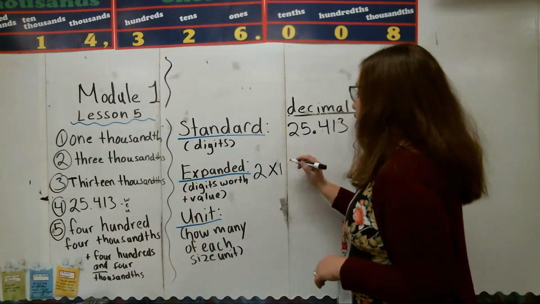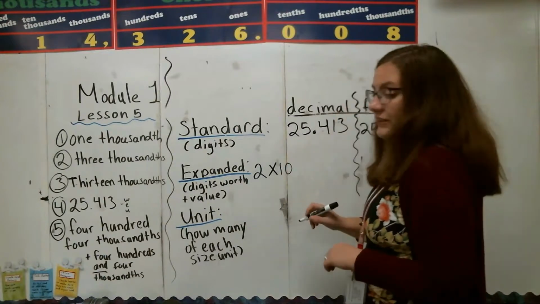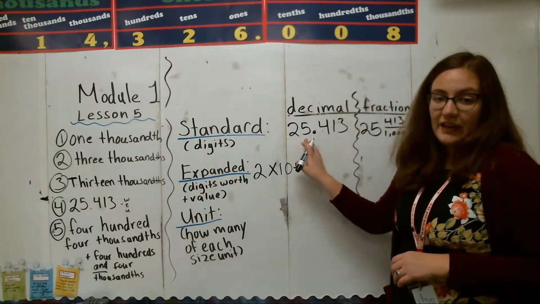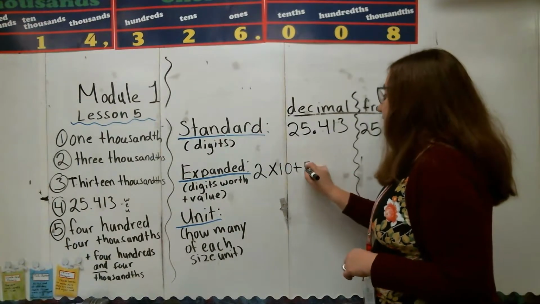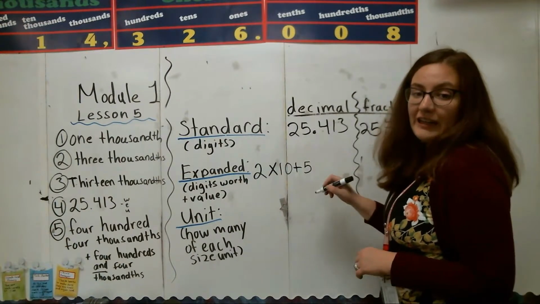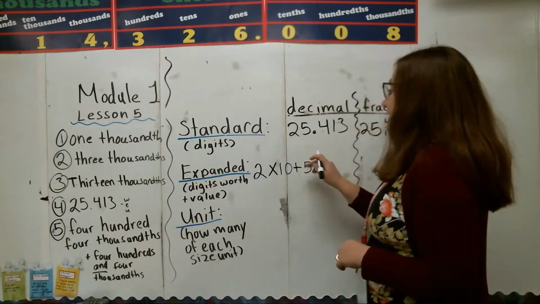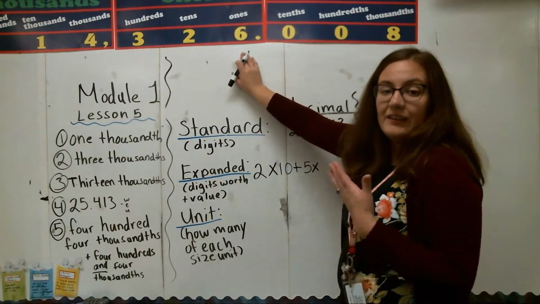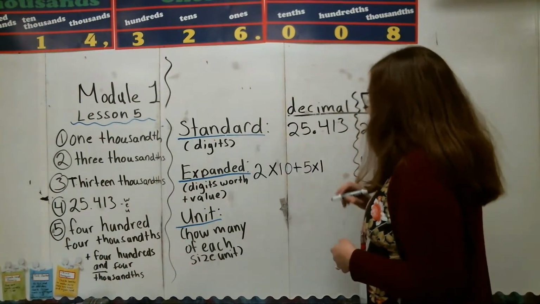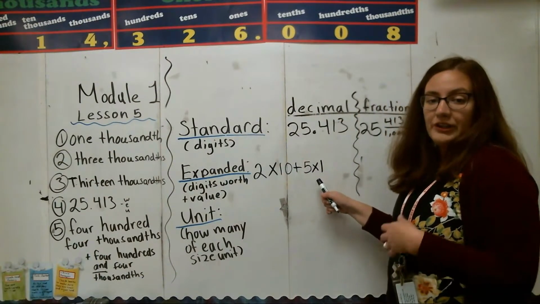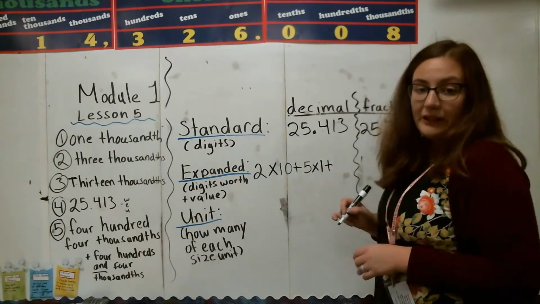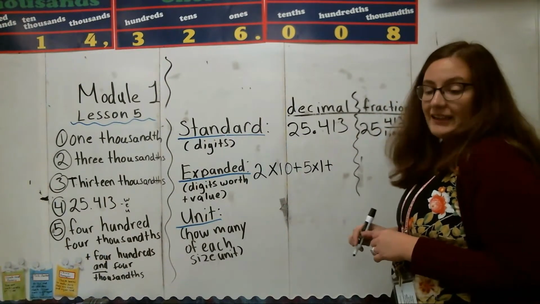So I have 2 times 10, or 2 copies of 10, plus, because I'm now adding on my next place value, plus 5, because that's the numeral I see, 5 copies of, and then I look at the place value that the 5 is in. The 5 is in the ones place, so I write 5 copies of 1, or 5 times 1. Then again, I do the plus sign because I'm adding on the next place value.